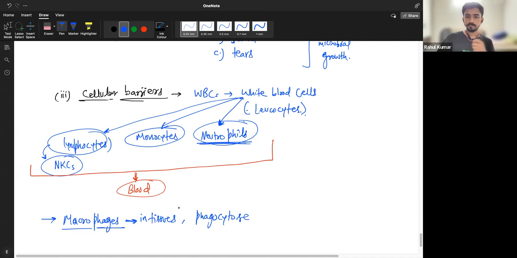So the macrophages phagocytose and degrade, or destroy, or digest, any word you can use. They phagocytose and destroy the microbes.